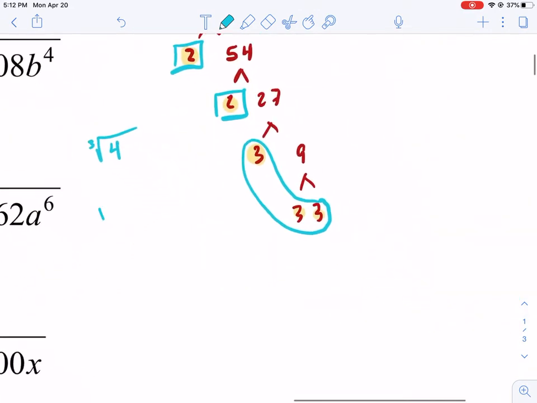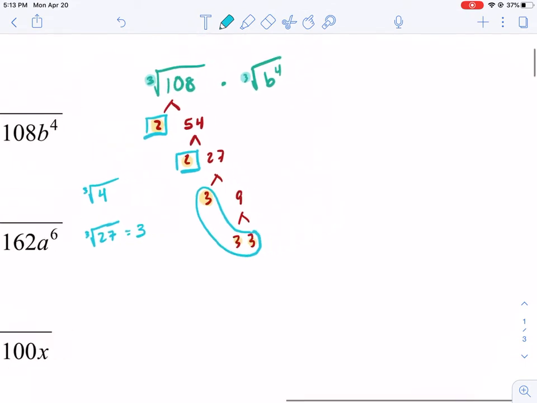What happens when we multiply 3 times 3 times 3? We get 27, and 27 has a perfect cube root. It's 3. That makes sense. What times itself 3 times gives us 27? 3 does. So anytime we circle a triple, a group of 3, only one of those 3s is going to escape the radical. I like to say it leaves the house.